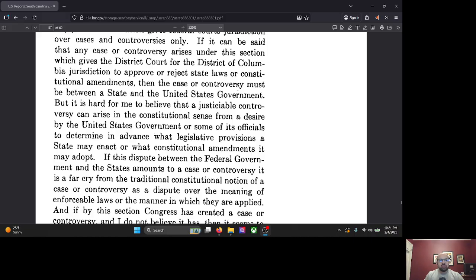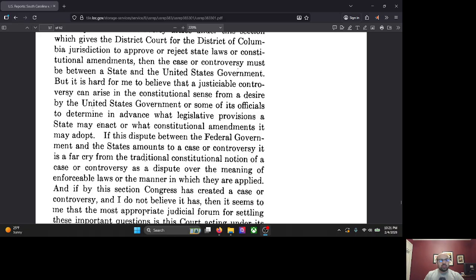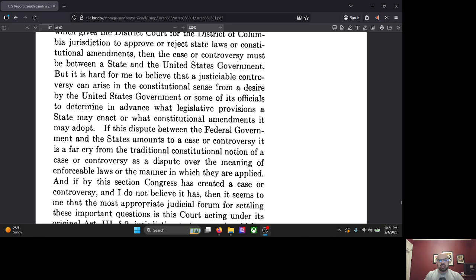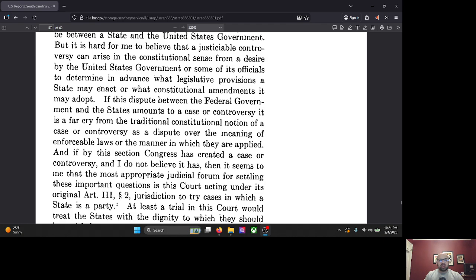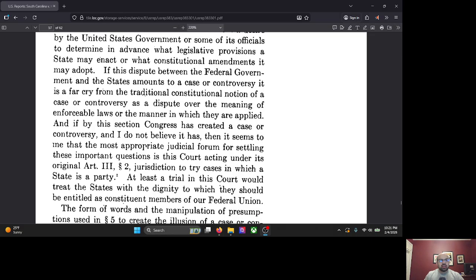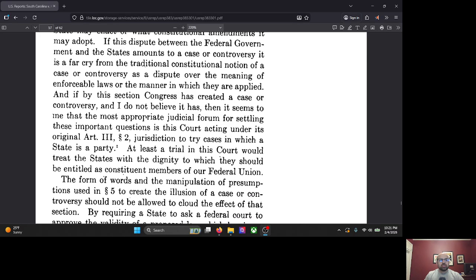But it is hard for me to believe that a justiciable controversy can arise in the constitutional sense from a desire by the United States government or some of its officials to determine in advance what legislative provisions a state may enact or what constitutional amendments it may adopt. If this dispute between the federal government and the states amounts to a case or controversy, it is a far cry from the traditional constitutional notion of a case or controversy as a dispute over the meaning of enforceable laws or the manner in which they are applied.